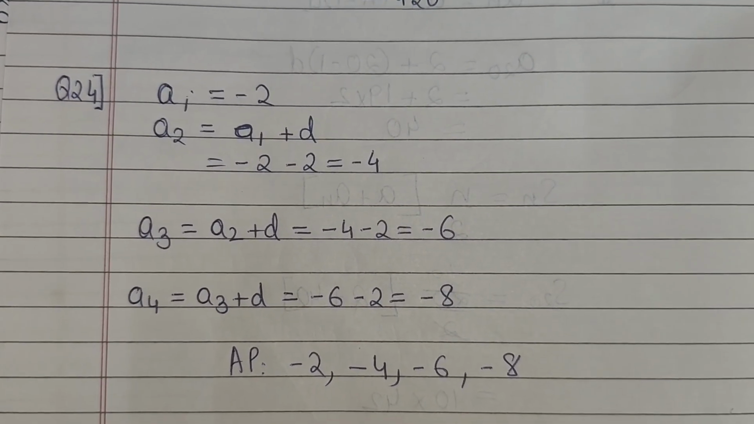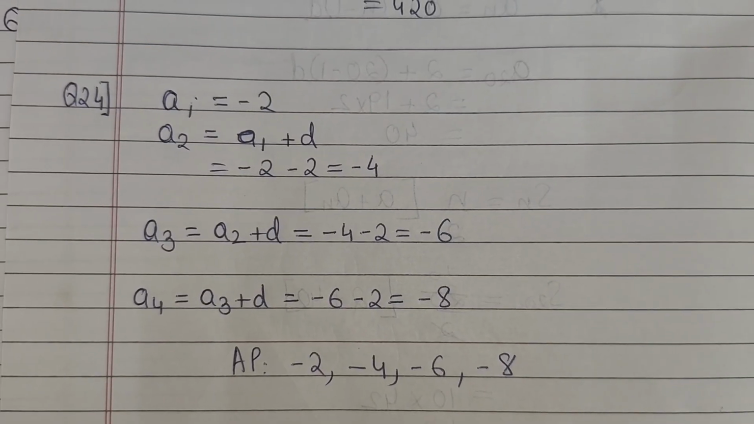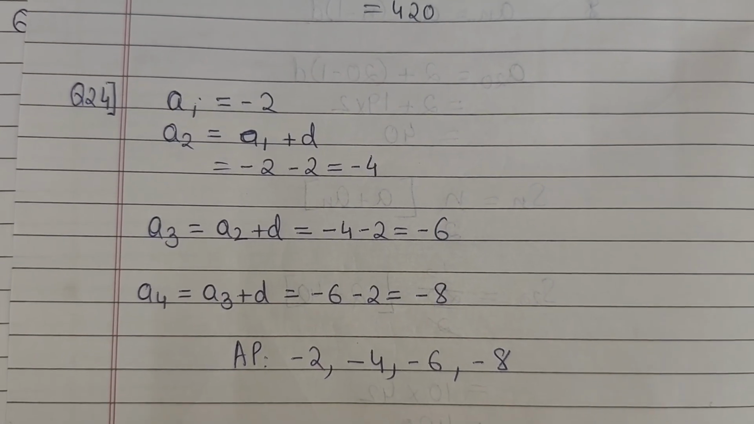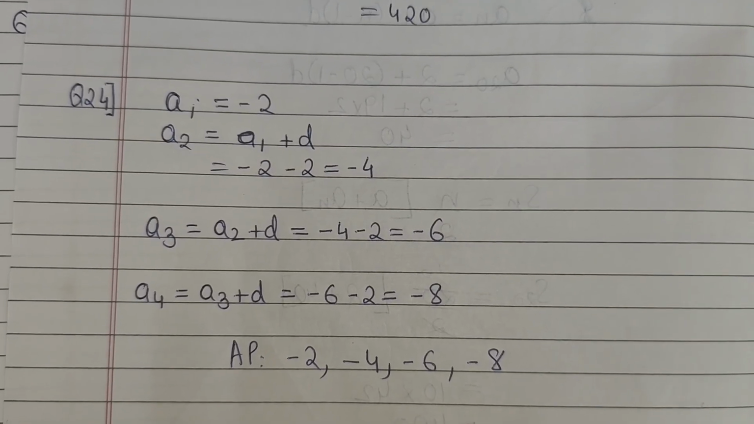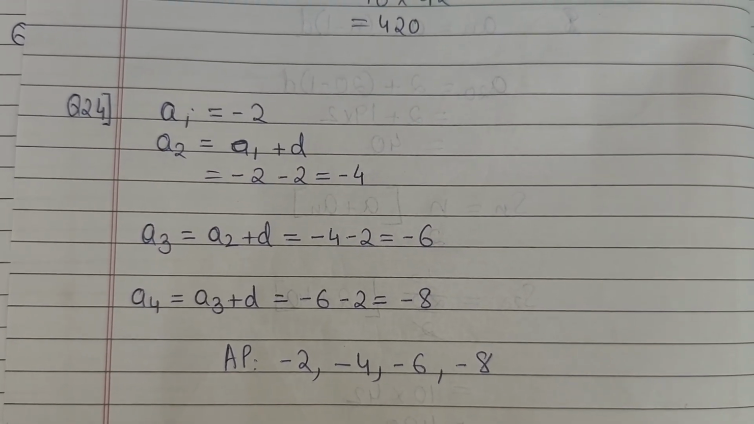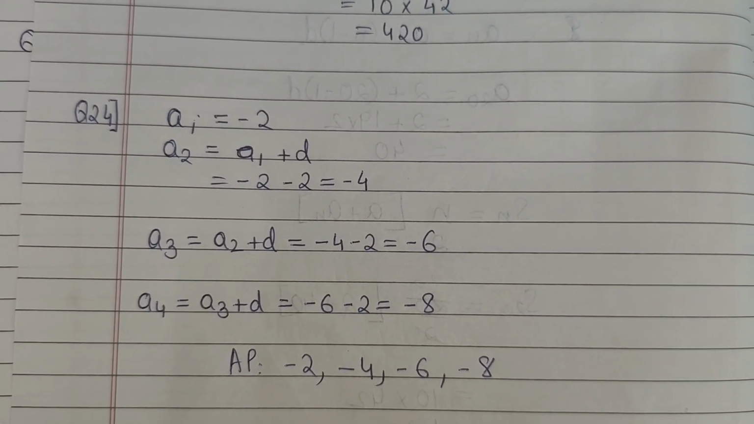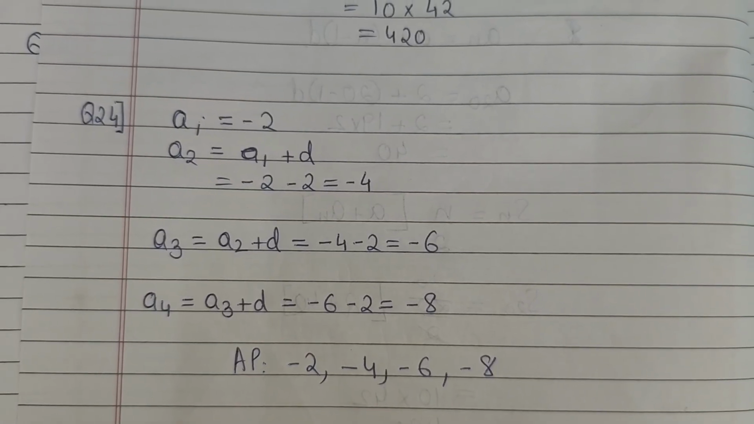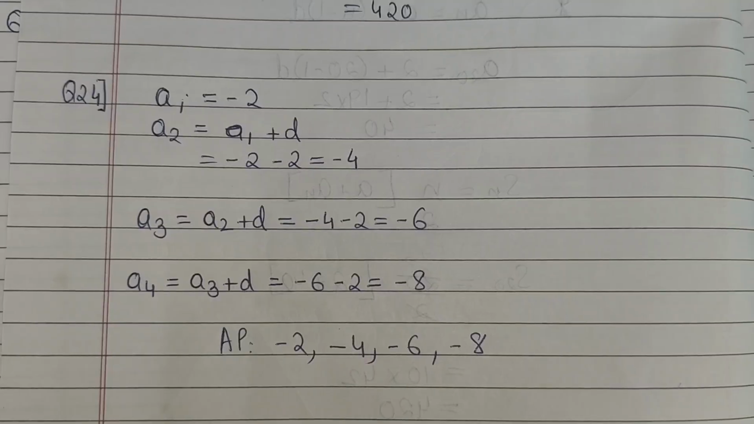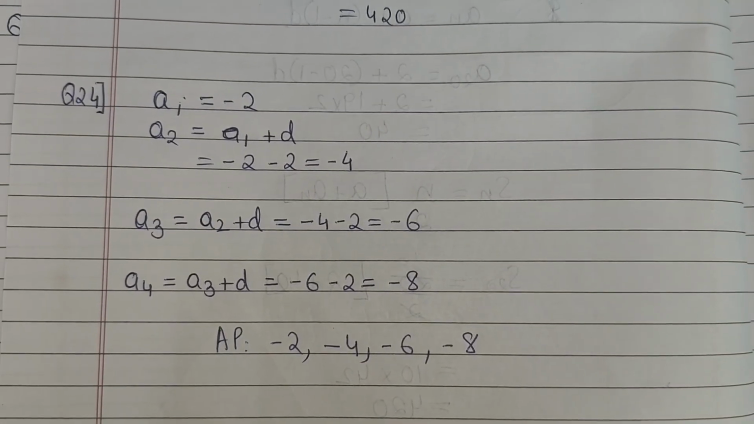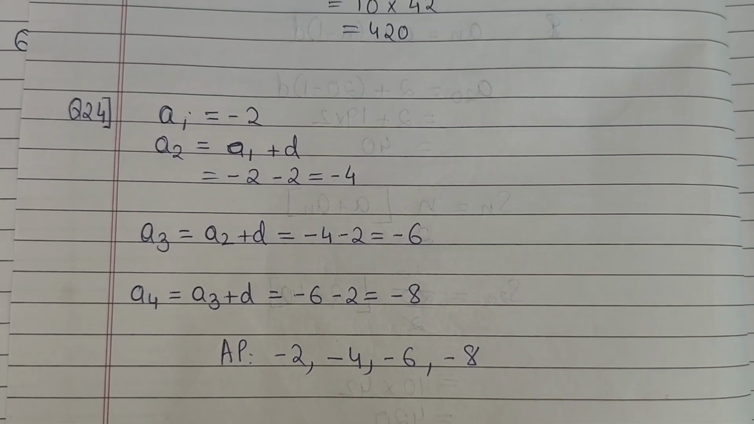Similarly, you have to find a4. a4 will be a3 plus d. So minus 6 minus 2 is equal to minus 8. In the question they told us to find the first 4 terms of an arithmetic progression. So therefore the AP will be minus 2, minus 4, minus 6 and minus 8.